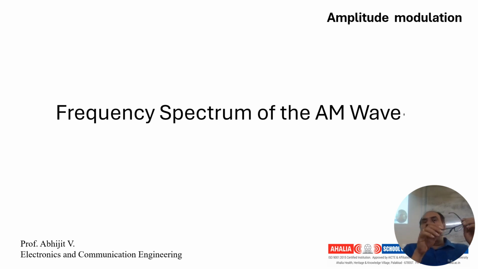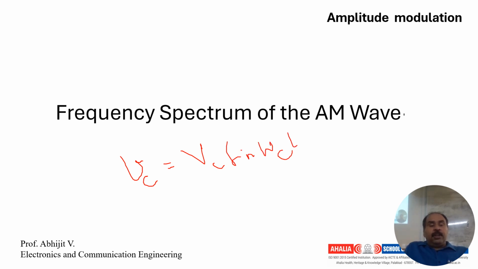So the next very important concept that we are going to study is the frequency spectrum of an amplitude modulated wave. Can anybody tell me what is meant by frequency, or what are the frequency components available? We have seen two signals, right? The first one, Vc equals Vc sin omega c t. What is the frequency component in this? Omega c. Omega c is the angular frequency. What is frequency and what is angular frequency?